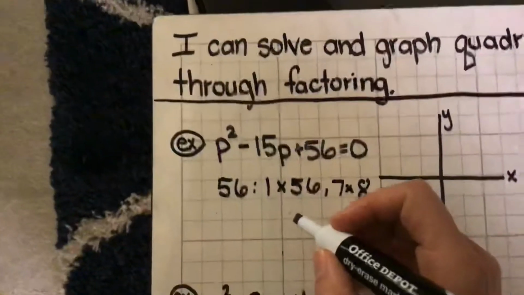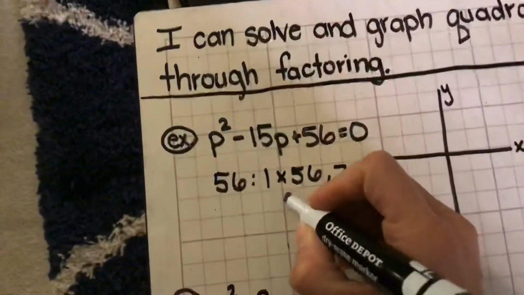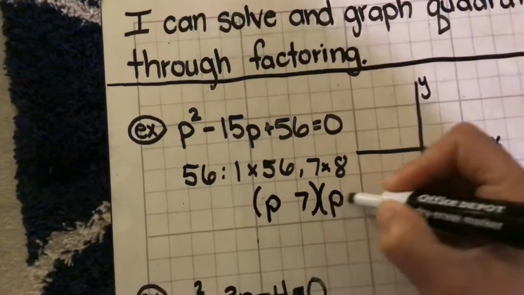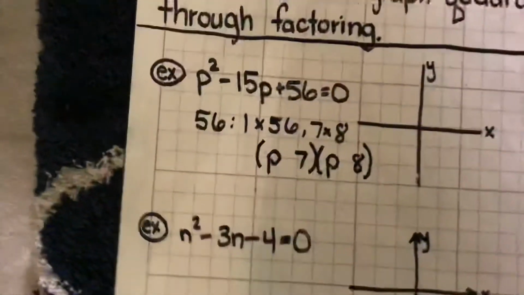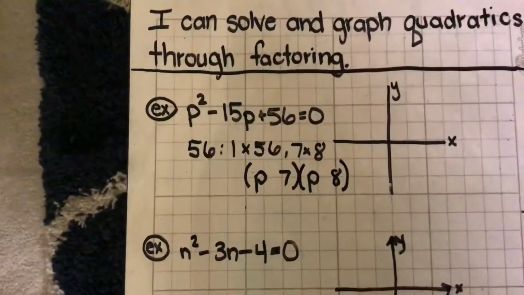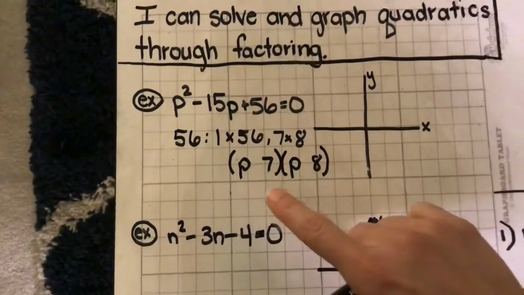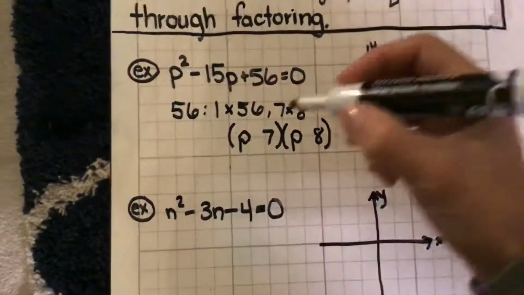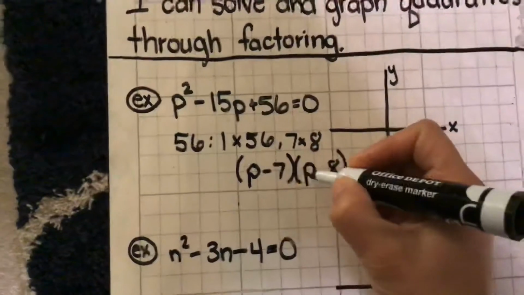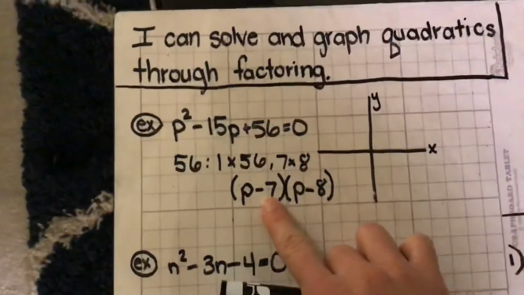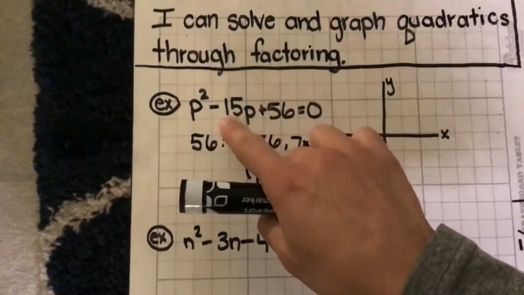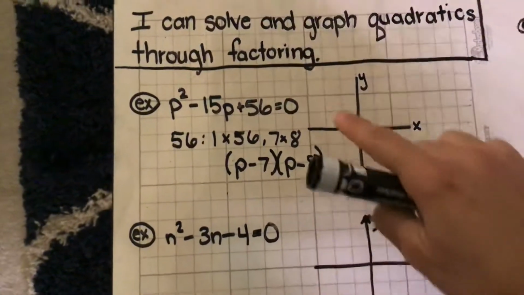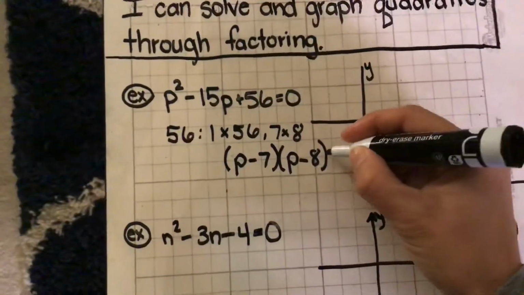This is a little bit of review for some of you guys. So we're going to have P and a 7, and we're going to have P and an 8. What signs do each of these have to be in order to add to a negative 15P but multiply to a positive 56? They should both be negative. So I'm going to make both of these negative. Negative 7 plus negative 8 equals negative 15. But negative 7 times negative 8 is positive 56. Cool. I'm just going to bring down the equals 0 on the side here. Equals 0.